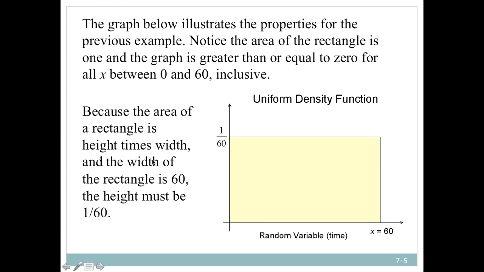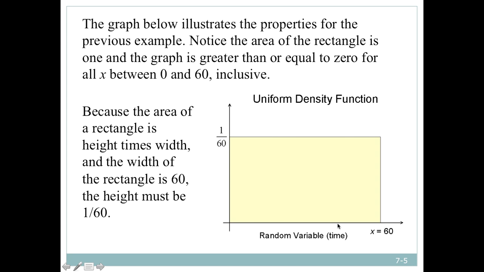So if we take a look over here, this is what the uniform density function actually looks like, or our uniform probability distribution. And it really just illustrates the properties for the previous example. So if you look, we're going to have x equals 0 over here. We have x equals 60 over here. Our random variable in this case is time. It's the number of minutes that it takes for our package to arrive after 10 a.m. And you can see that this is just shaded solidly because it could take on any value between 0 and 60.